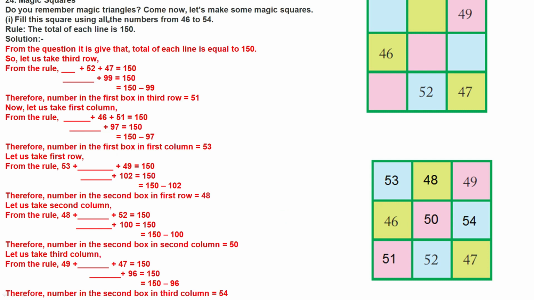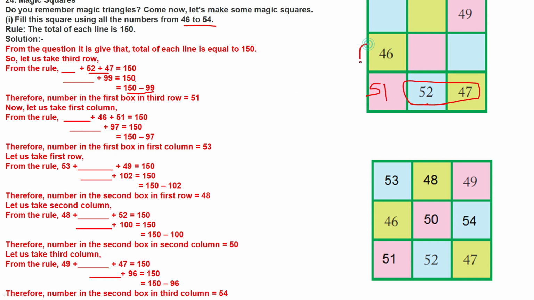Do you remember this triangle? Here you see. Come now, let's make some magic squares. Fill this square using all the numbers 46 to 54. So here what we are doing is adding these two numbers and subtracting from 150. 150 minus 99, you will get 51. In this way we can complete the rest of the boxes.